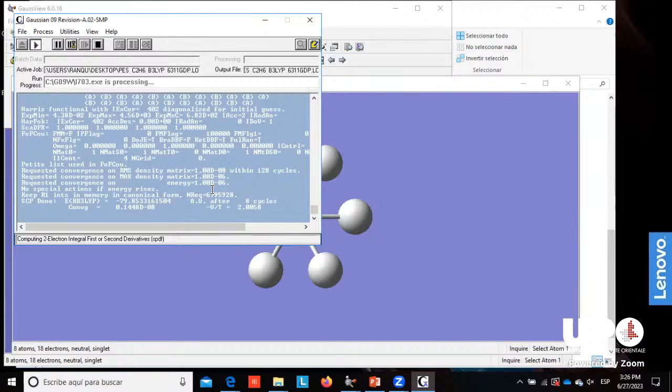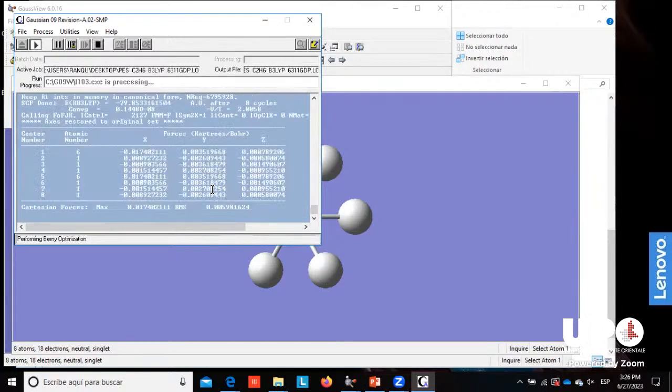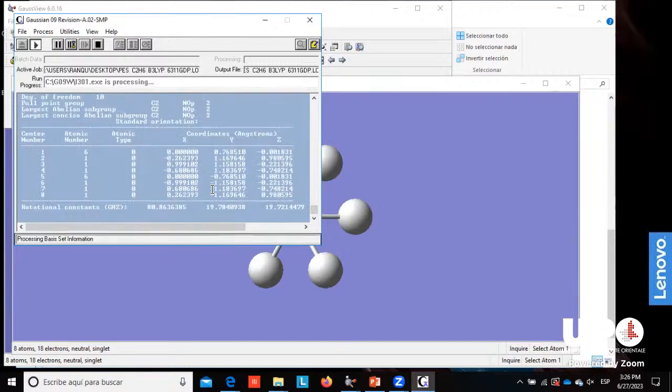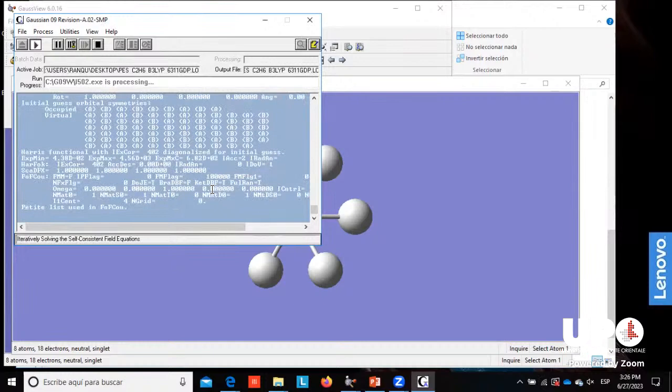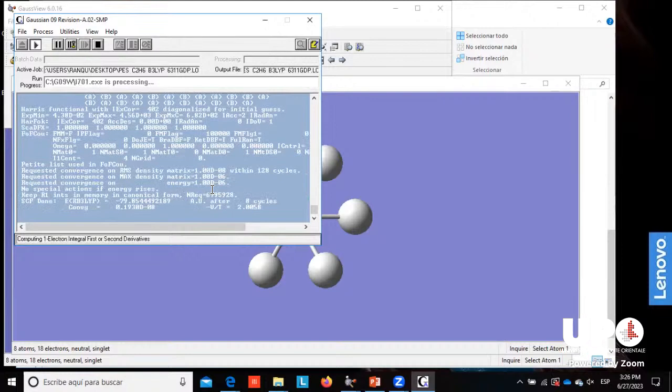Good, and after this example, we will try to model something, let's say, a larger molecule, like a small complex we will model.